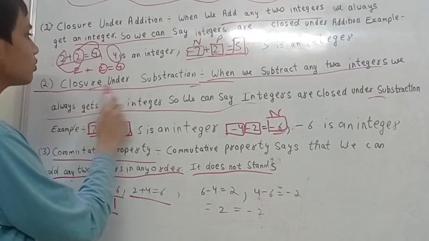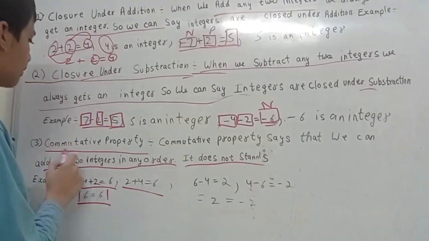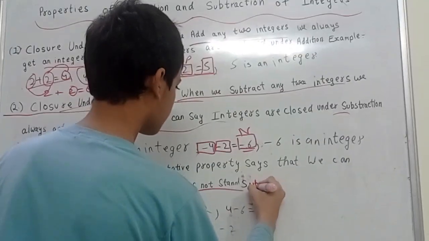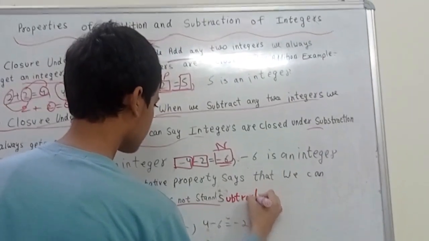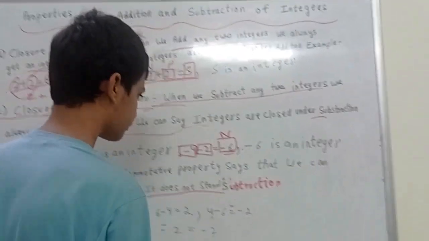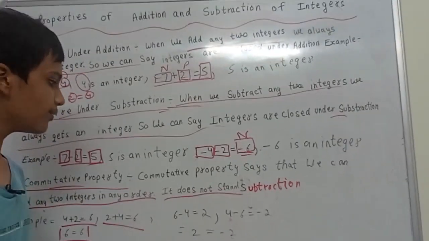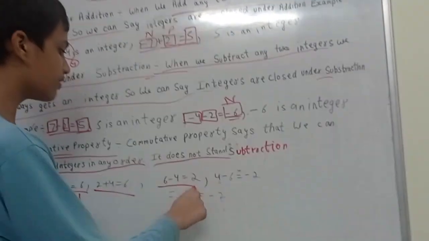And it does not stand for subtraction. So we can say that commutative property does not stand for subtraction. We can prove it by this equation.